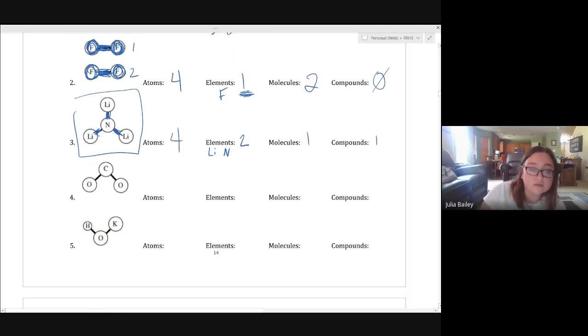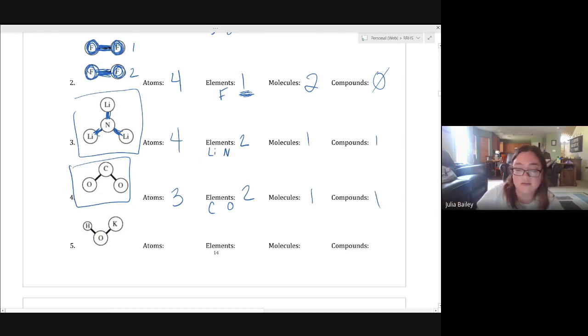For number 4, I see an O, a C, and another O. That's 3 atoms. My elements are C and O, so that's 2 elements. They're all connected together into one big piece, so that's 1 molecule. And then because this one big piece that is 1 molecule has more than 1 element in it, that means that it is also a compound.